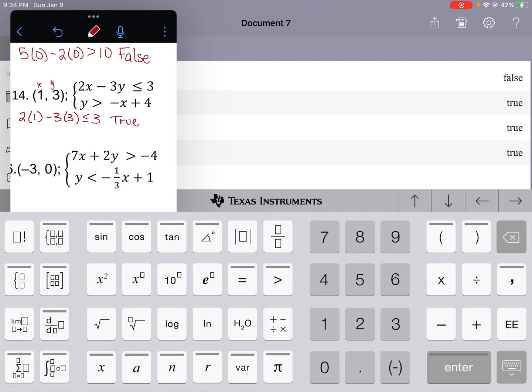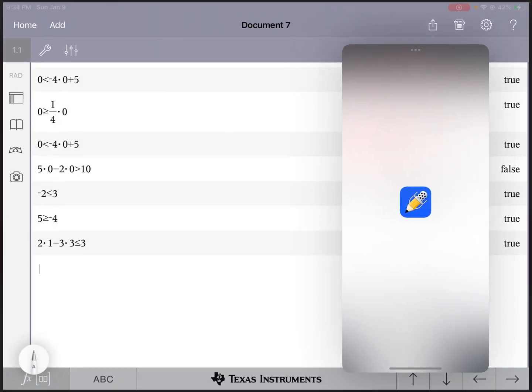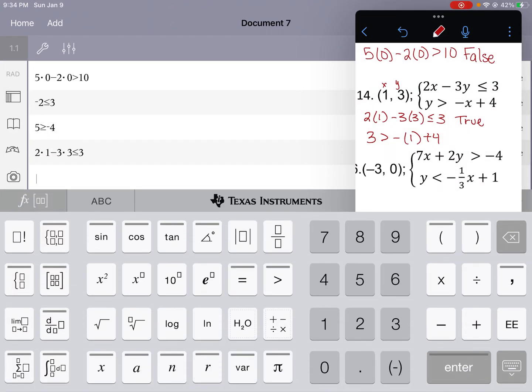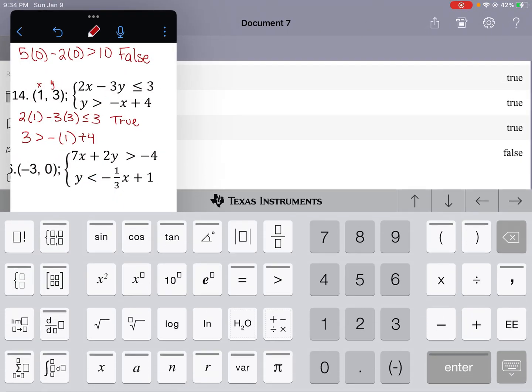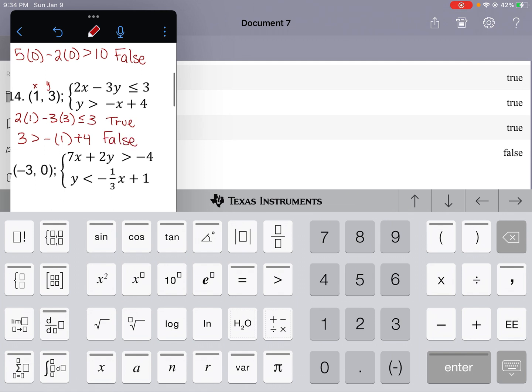Try the second point. I have 3 is greater than negative 1 plus 4. I get false. One true, one false means no, this is not a solution.